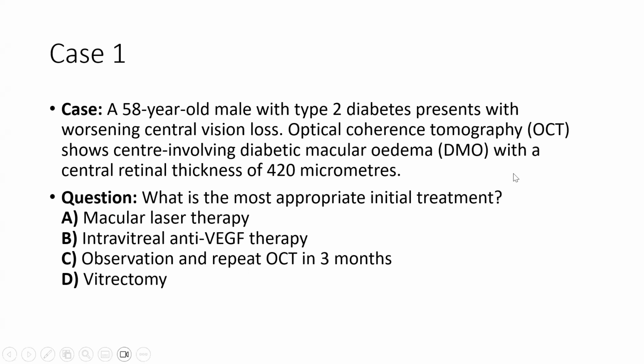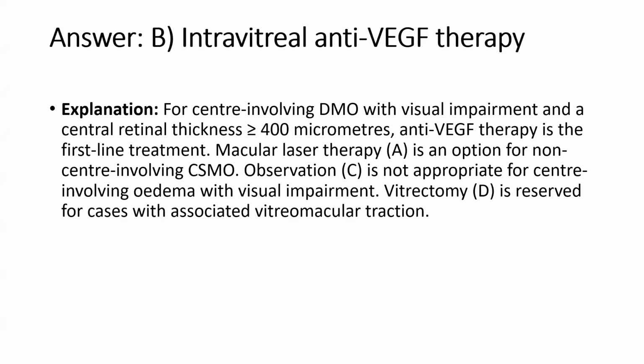So what is the most appropriate initial treatment in such a case scenario? Should we offer the patient macular laser therapy? Should we offer intravitreal anti-VEGF therapy? Should we do observation and just repeat the OCT in 3 months? Or should we proceed with vitrectomy? So what's the correct answer? As per the NICE guidelines, it is intravitreal anti-VEGF therapy. So the explanation is as follows. We'll look in detail at the guidelines in the next slide pertaining to this topic.